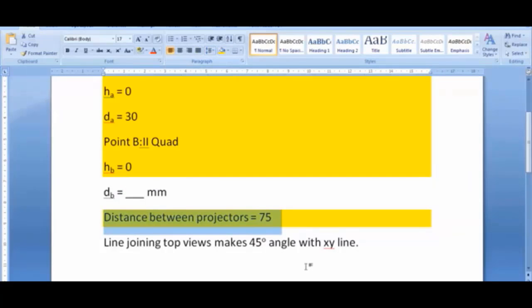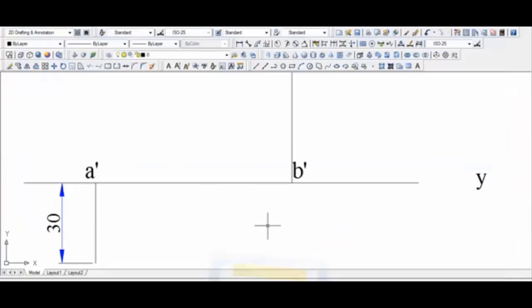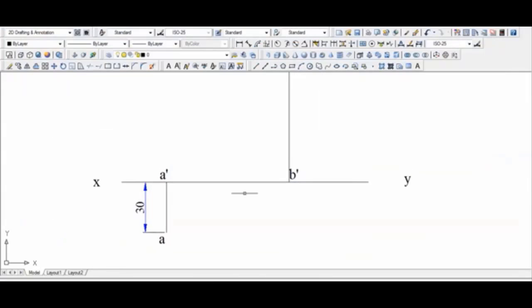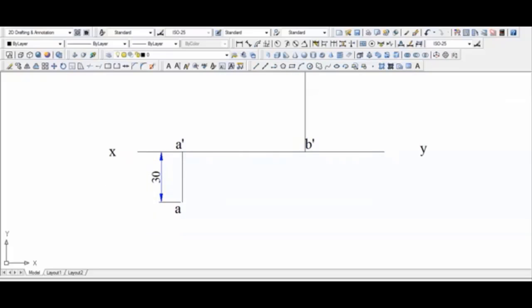The only thing left with us, on using which the problem will be immediately solved, is that the line joining the top views makes a 45-degree angle with the XY line. So let us use this. Let us join the top views. But where is the top view of point B? It's got to be somewhere here, but where is it? Well, we don't need it. Then how are we going to locate it?